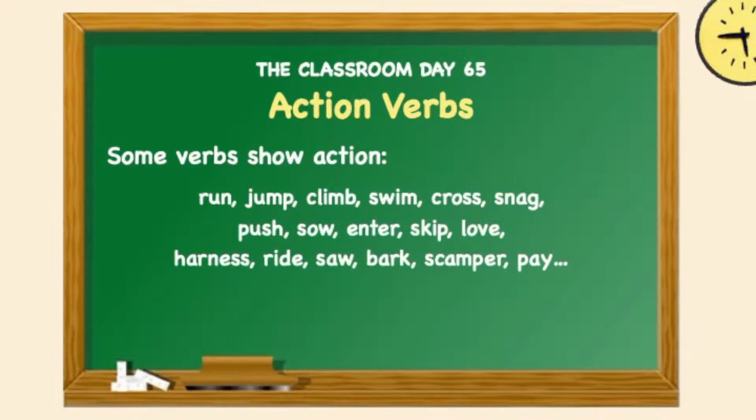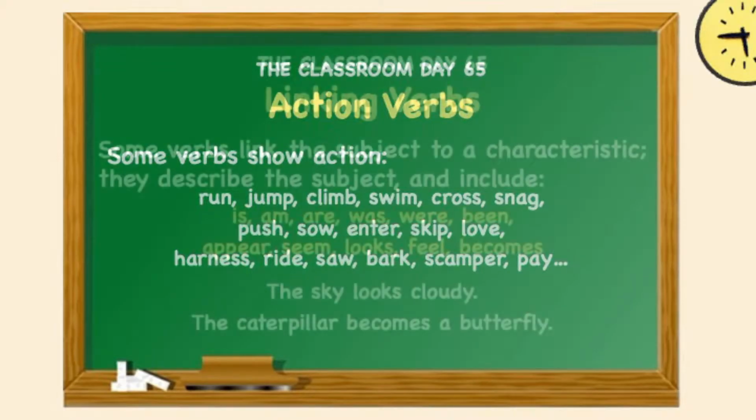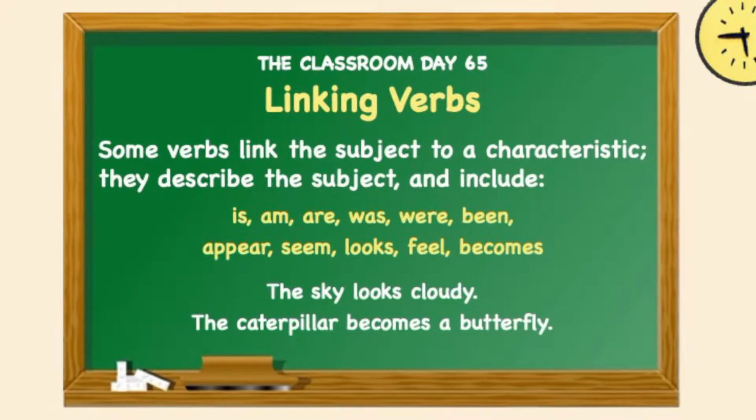So there are some action verbs I showed you and some linking verbs. Linking verbs link the subject to a characteristic. The sky is blue this morning with a hazy cast. Right? The sky looks cloudy, the caterpillar becomes a butterfly. Now, these things we all talked about, and I believe the last time we talked about them was maybe class 59, somewhere right around there.